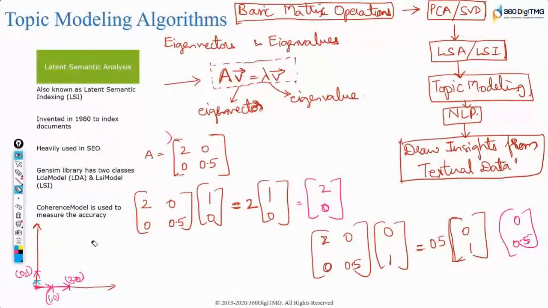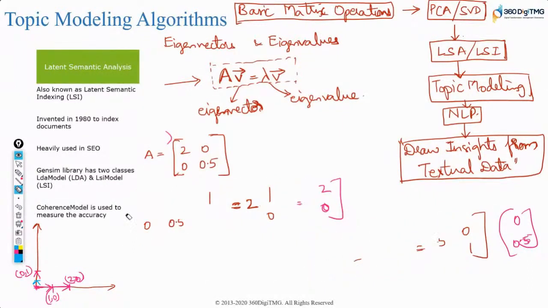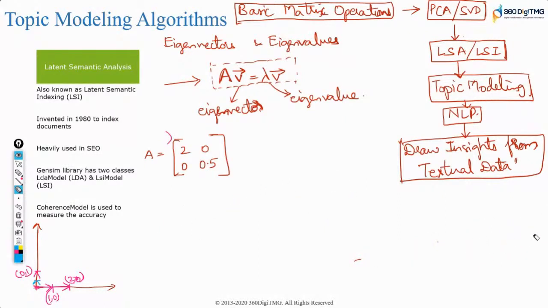Now I can give you a different example also, wherein, let me erase these things. Let me take a different example altogether. If I take a value such as 1, 1. If you use a vector 1, 1, what do you get? 2 into 1 plus 0 into 1 will be 2. 0 into 1 is 0. 0.5 into 1 will be 0.5.